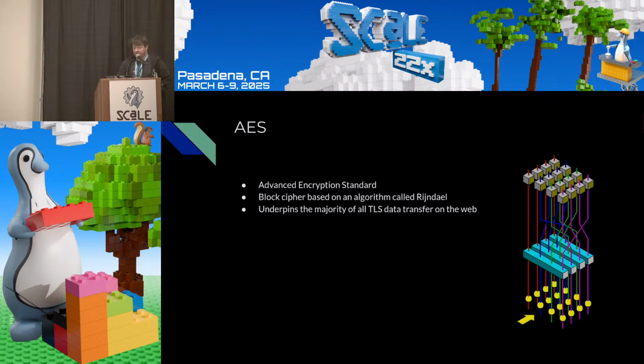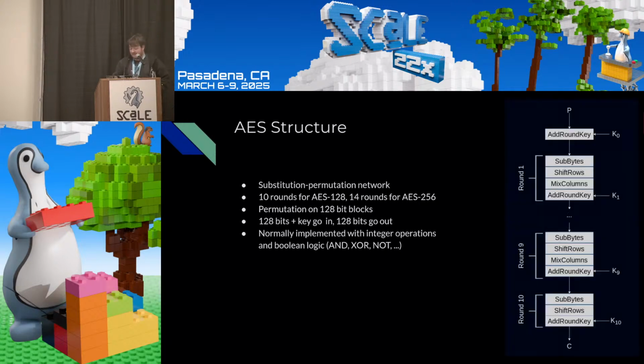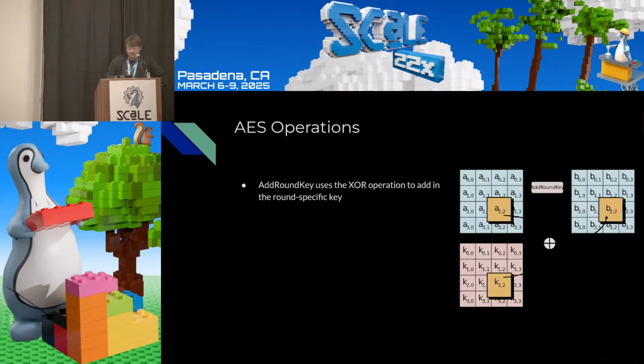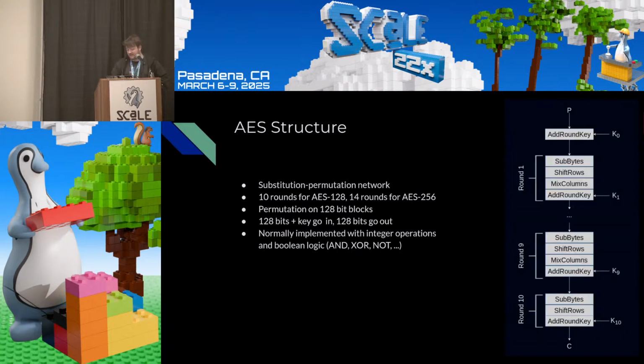Most of TLS data transfer on the web uses AES. This is a picture of the structure. It does a bunch of complicated operations like this one. It's a substitution permutation network, so 10 rounds for the 128-bit version or 14 rounds for the 256-bit version. 128 bits and a key go in, and 128 bits go out, encrypted. Normally you implement it with AND, XOR, NOT, basically Boolean logic. Some of the operations AES uses: this is called SubBytes. It's just a lookup table. This is the substitution part of the substitution permutation. Then here's where we XOR in the round key, and AES runs this through 10 to 14 times depending on the strength.